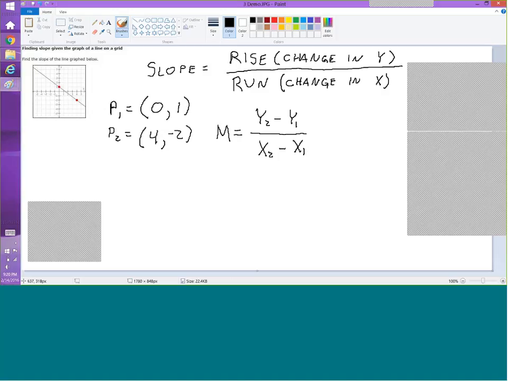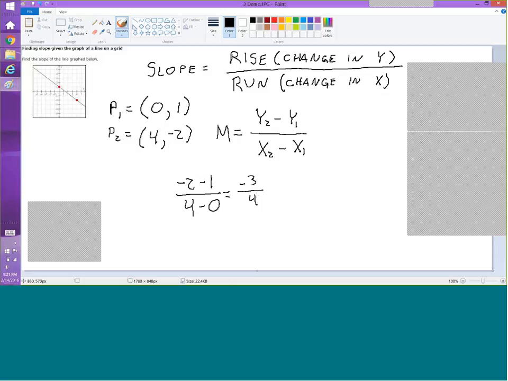So our y2 is going to be the y value from our point 2, negative 2, minus the y value from our point 1, which is 1. And we're going to put that over our x value from number 2, which is 4, minus the x value from our first row. We simplify that, we get negative 2 minus 1 is negative 3, and 4 minus 0 is 4.